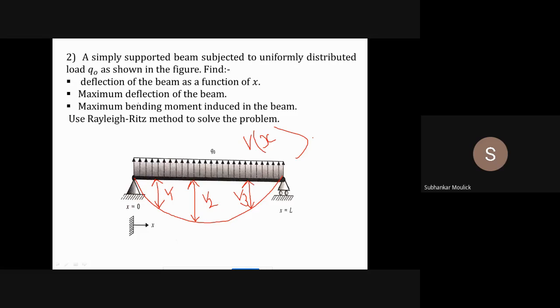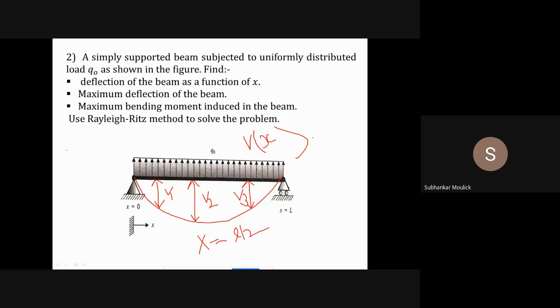Secondly, the maximum deflection of the beam: at which point the maximum deflection will take place and what will be its value, that I need to find out. It is very clear from the geometry that the maximum deflection will take place at x equal to L by 2 due to symmetry. And lastly, the maximum bending moment induced in the beam.